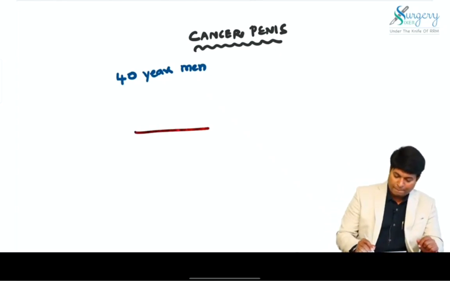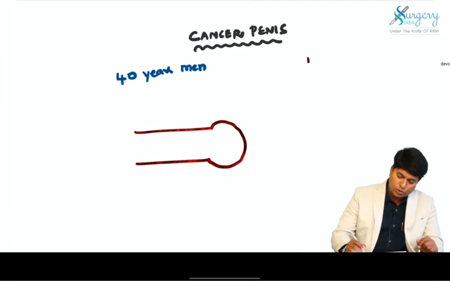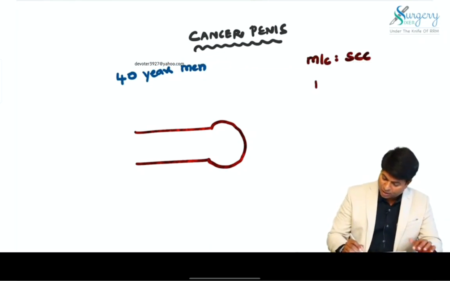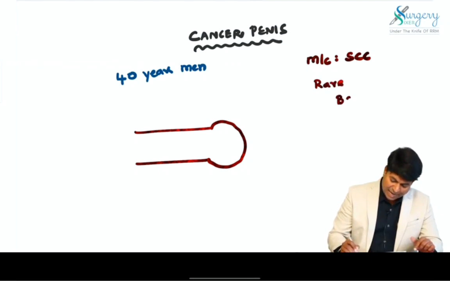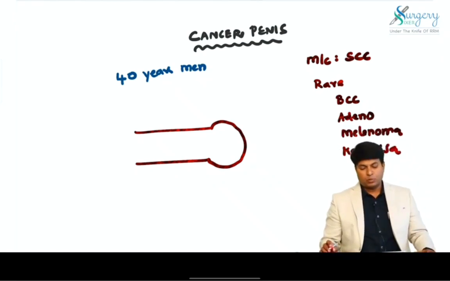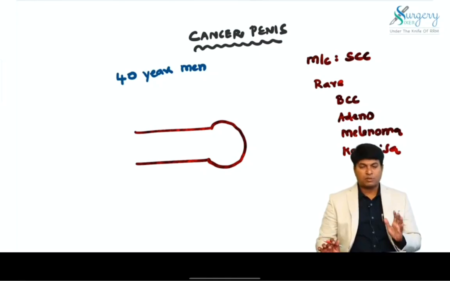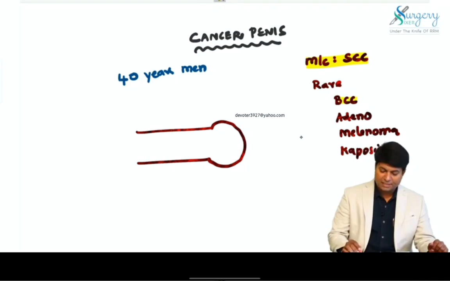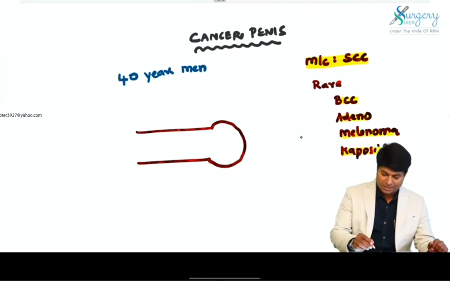Now, what type of cancer is cancer penis usually? Usually squamous cell cancer only. Other rare types are basal cell cancer, adenocarcinoma, melanoma, and Kaposi sarcoma in AIDS. All these are very rare. Please remember, squamous cell cancer is the most common type.